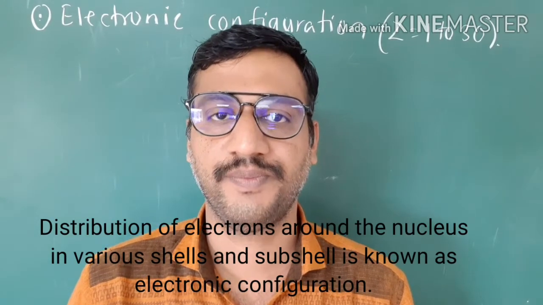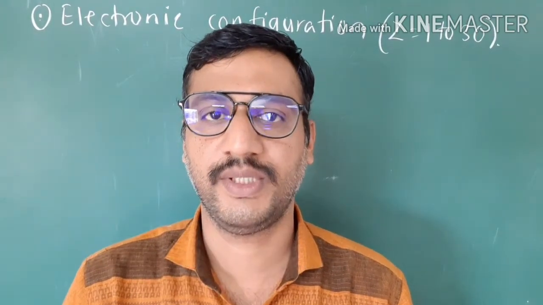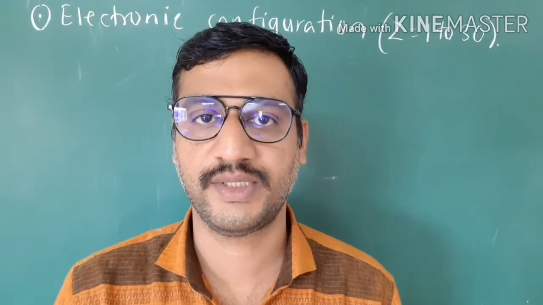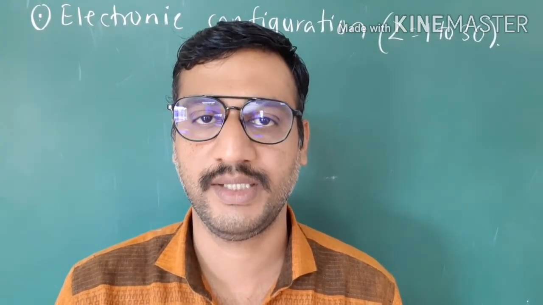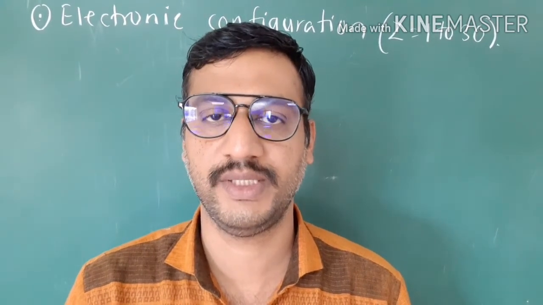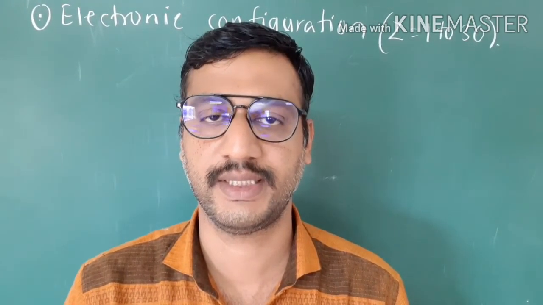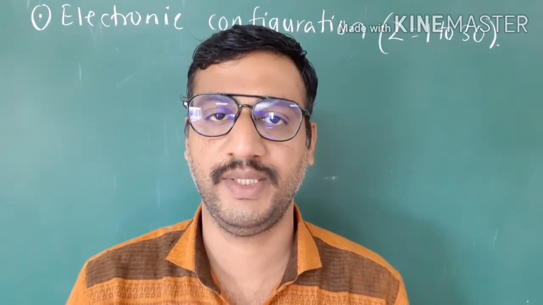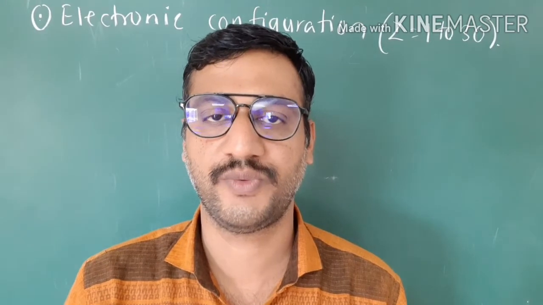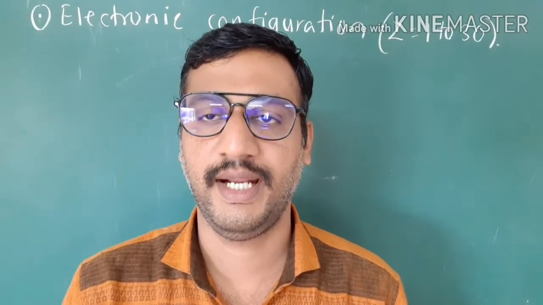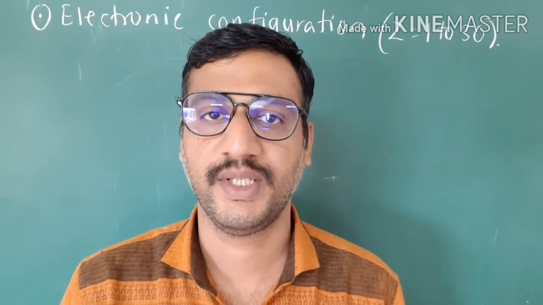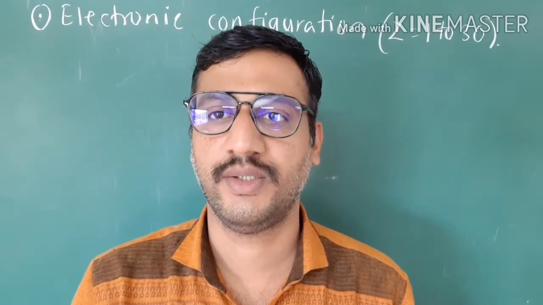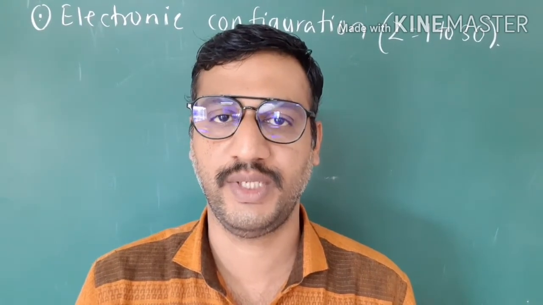In the previous video, I discussed the rules for distribution of electrons. Please watch that first: Aufbau's principle, Hund's rule, and the Pauli exclusion principle. These rules were discussed in the previous video. To write down the electronic configuration of elements, one should know the rules for distribution of electrons. Besides that, we should know the atomic numbers of elements and their symbols. So let's begin.